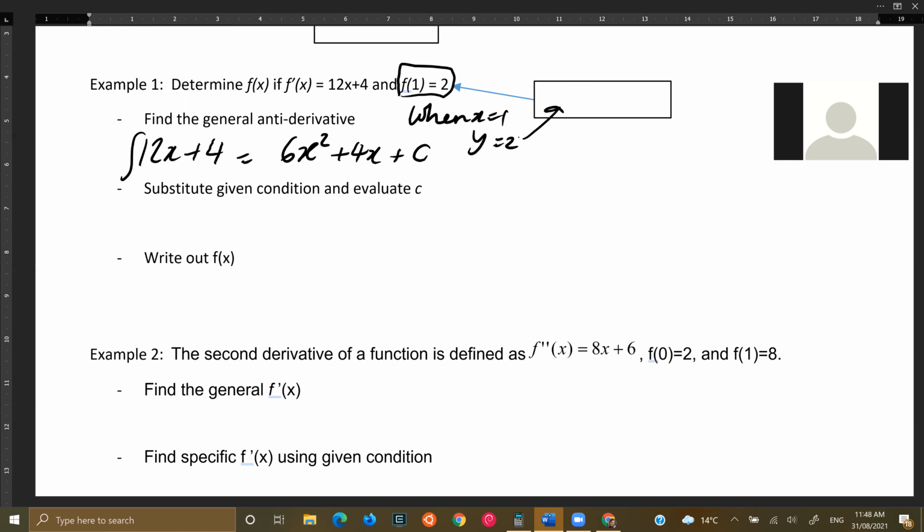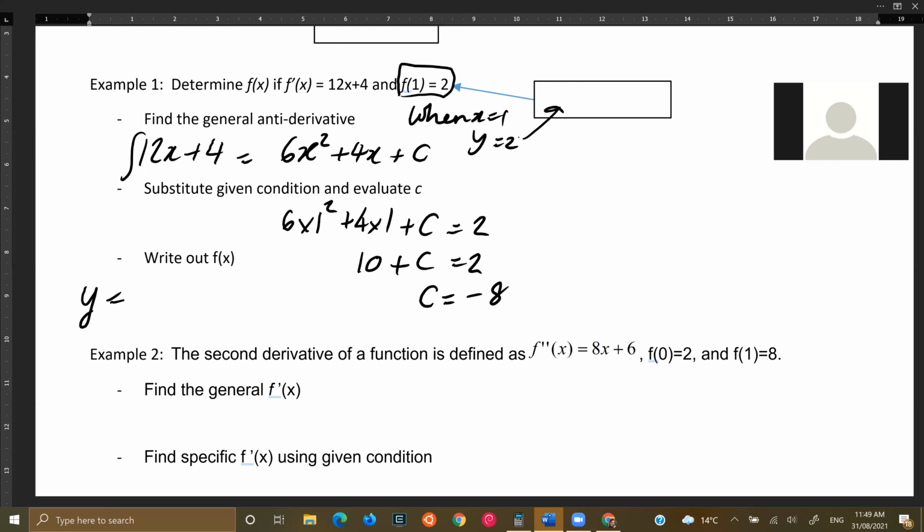This is the general antiderivative. We want to find the particular one, the exact one. The condition is when x is 1, y is 2, so let's substitute that in. 6 times 1 squared plus 4 times 1 plus c is equal to 2. So 6 plus 4 is 10, plus c equals 2, which gives us that c is negative 8. When I write out my function, I will get y, or you can write f of x, equals 6x squared plus 4x minus 8.